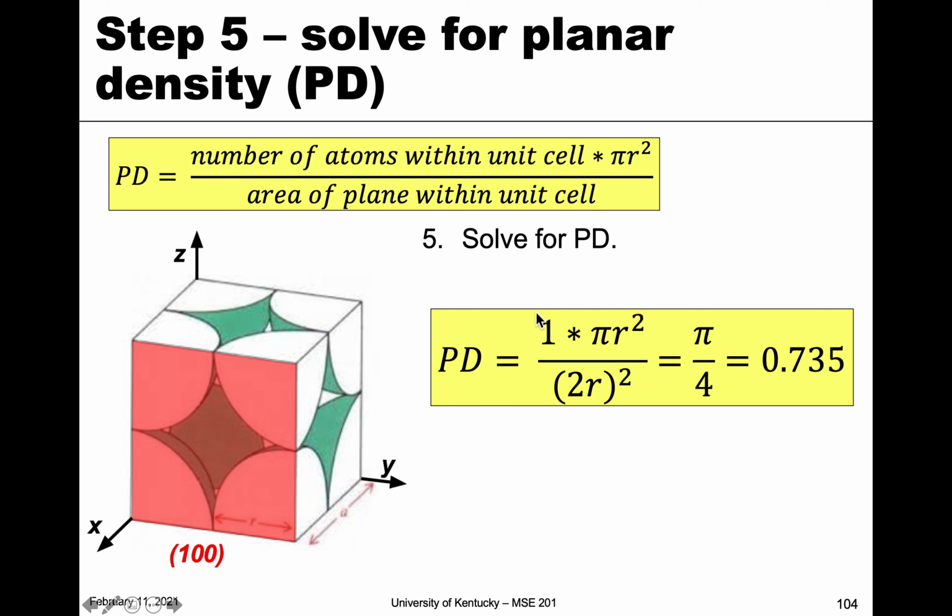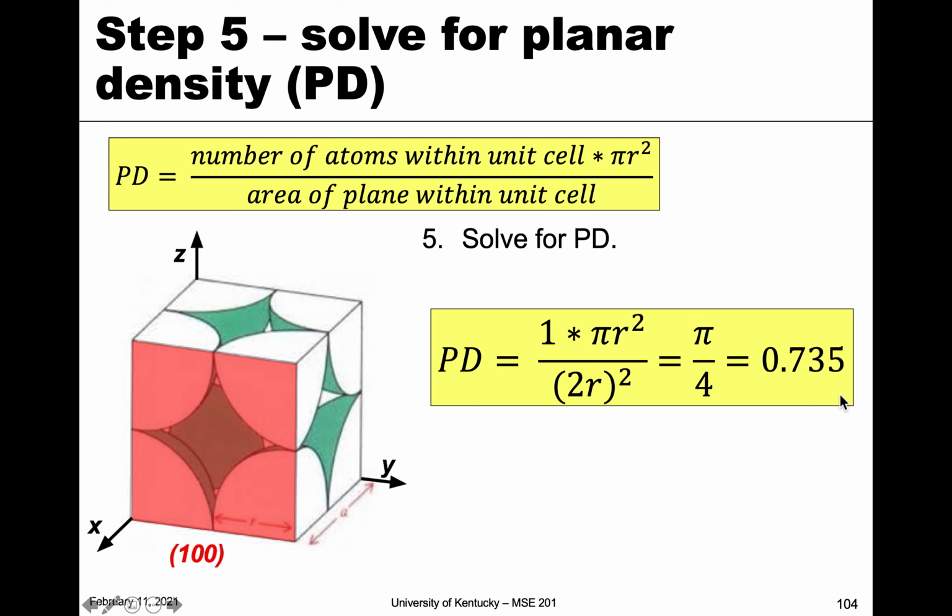All right, so we've got all the parts now. We have one atom multiplied by its area, pi r squared, and then the bottom is A squared, and then we use the conversion of A to R to plug in 2R there. What we're going to find is that we get 4R squared on the bottom, R squared on the top. Those R squareds cancel out. So we're going to have pi over 4. That is an acceptable answer.